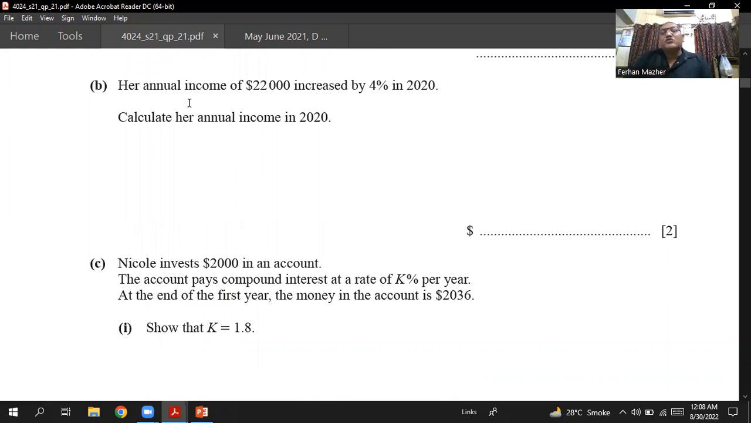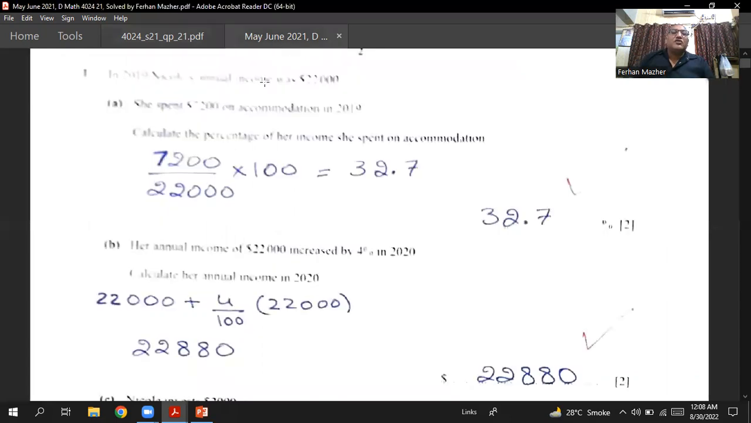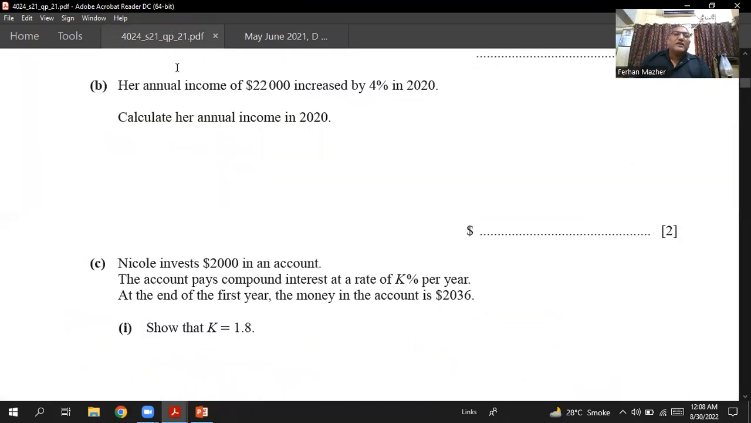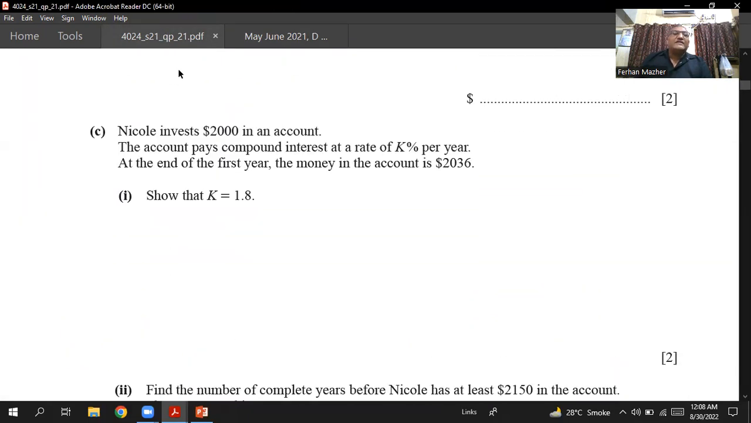So the income in 2020 will be 22,000 plus 4% of the 22,000. So you will write 22,000 plus 4 divided by 100 multiplied by 22,000. So you will get $22,880. So this is how you do it. Then the question is the C part.